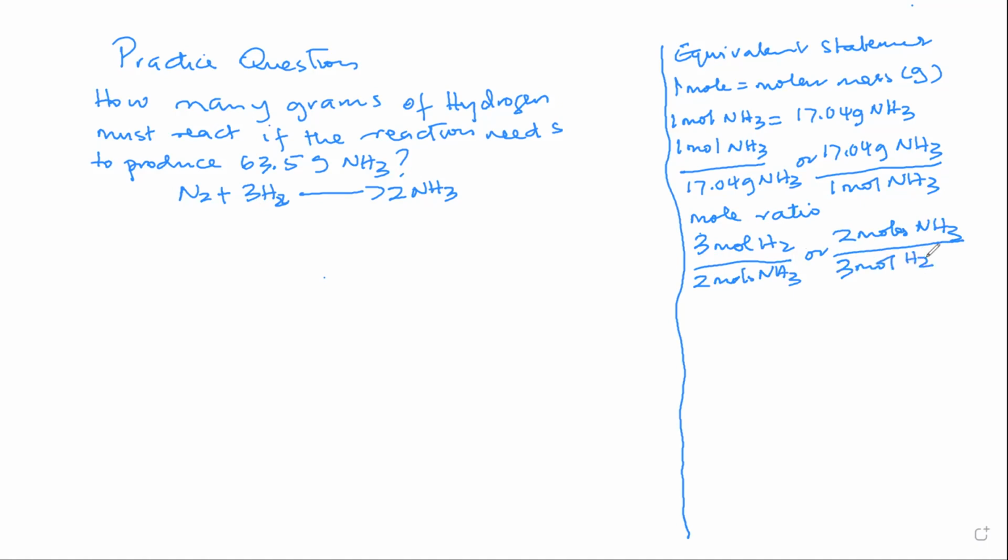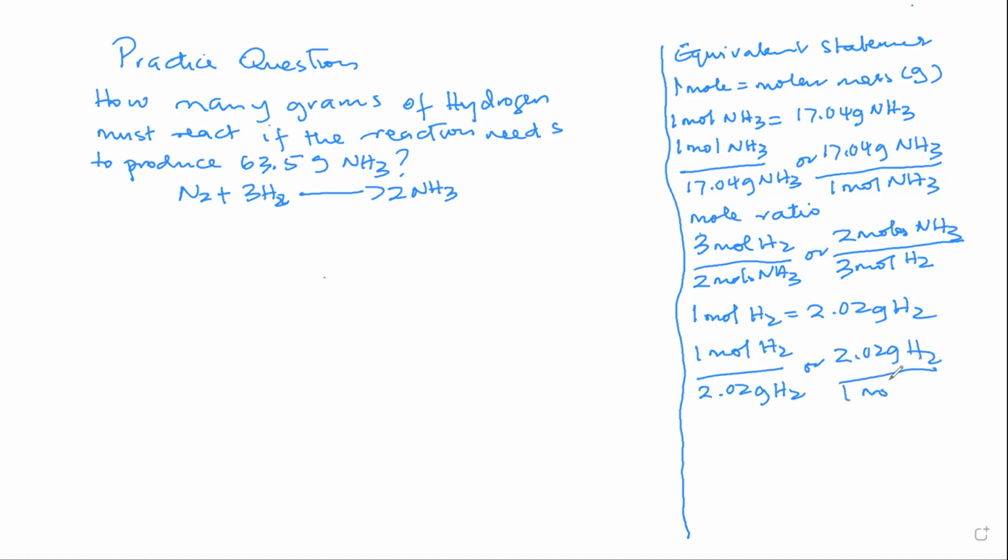Okay. Now, then we go from moles of hydrogen to grams of hydrogen. That means the molar mass of hydrogen will be 2.02 grams hydrogen. So we put it in another conversion factor, or 2.02 grams hydrogen all over 1 mole of hydrogen. Okay.